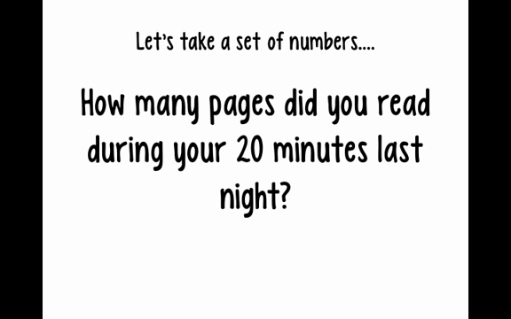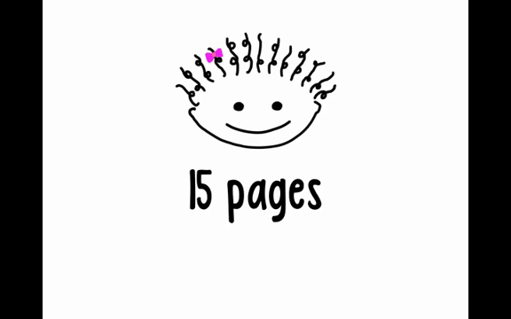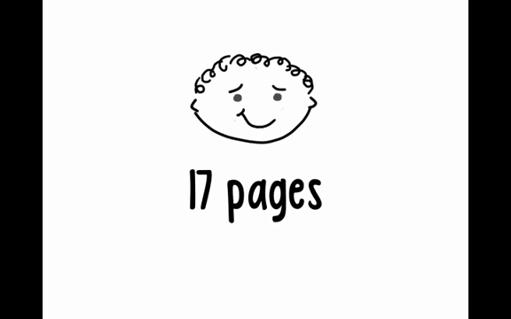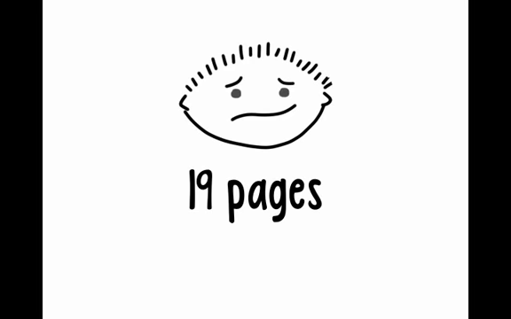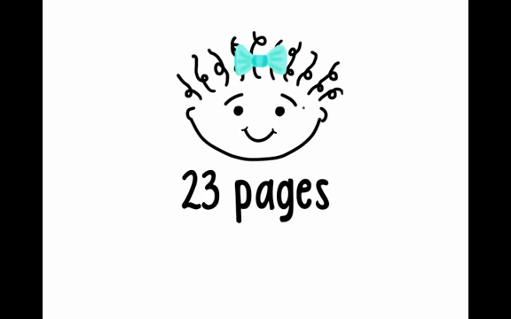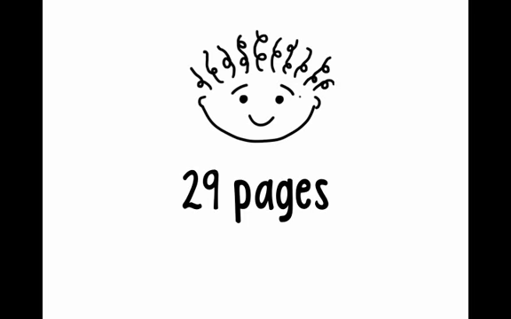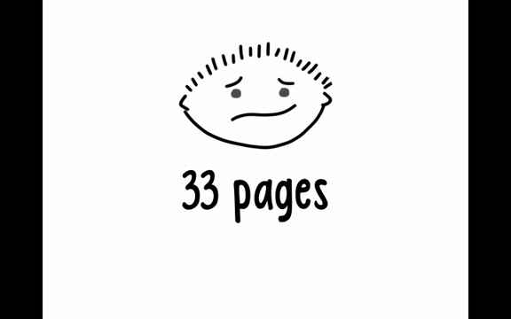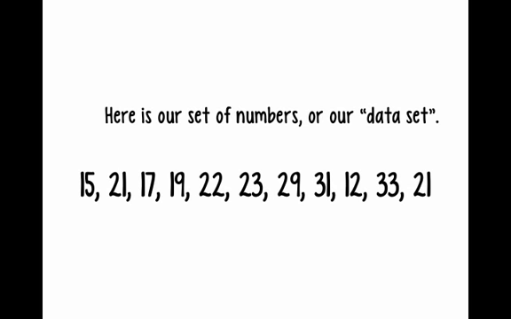Alright, so let's look at a random set of numbers. Let's pretend that I asked a bunch of kids how many pages they read during their 20 minutes of reading last night. Let's go through their answers. 15, 21, 17, 19, 22, 23, 29, 31, 12, 33, 21. So there's our set of numbers. All of those kids and their answers give us our data set.